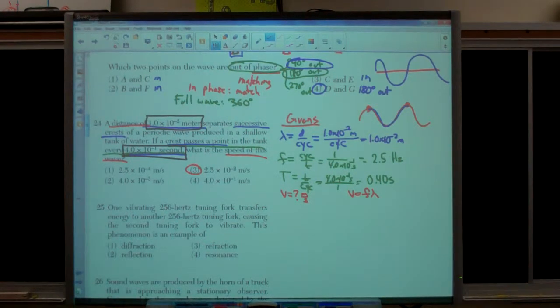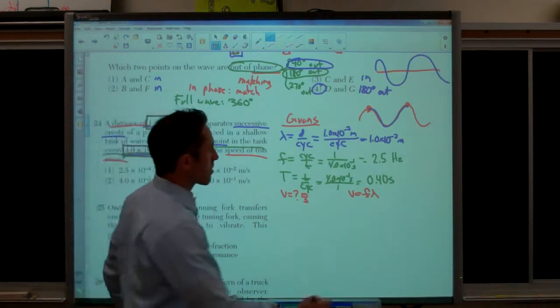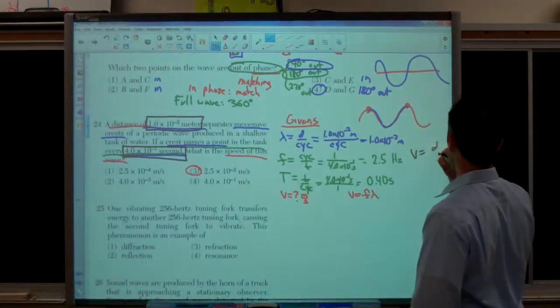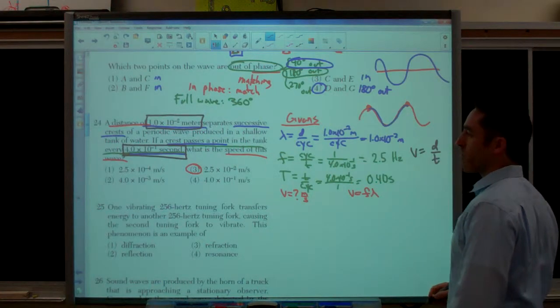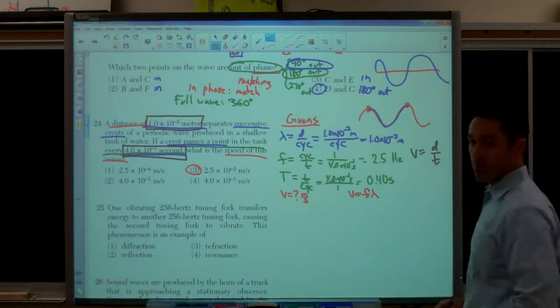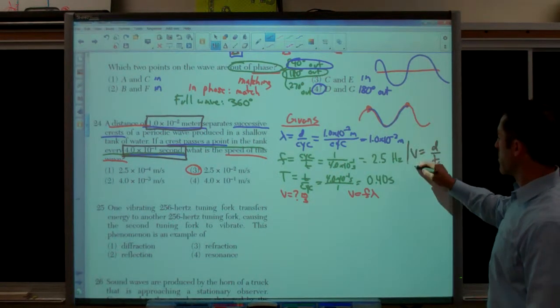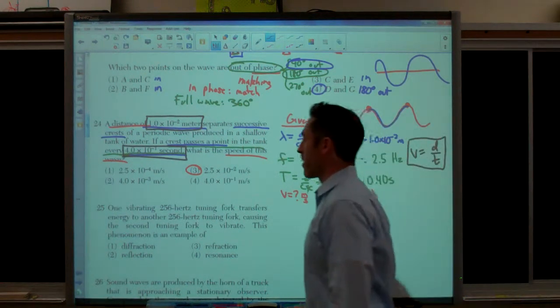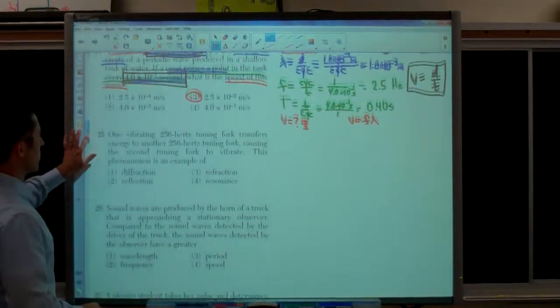And so if I just divide the two, I should get the right answer. And in this case, you will. But beware, you can look at this: V equals D over T. Beware that really what they're giving you is a wavelength and a frequency. But this too could work for this problem. Okay, come on to the next one.